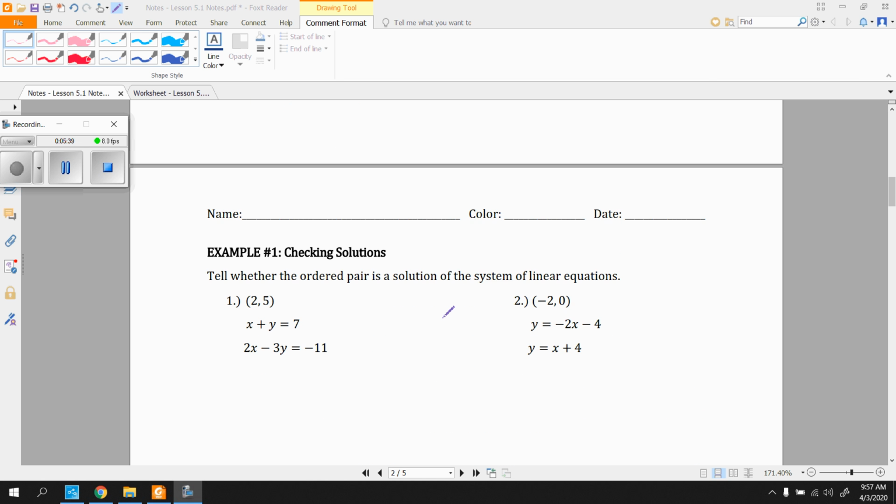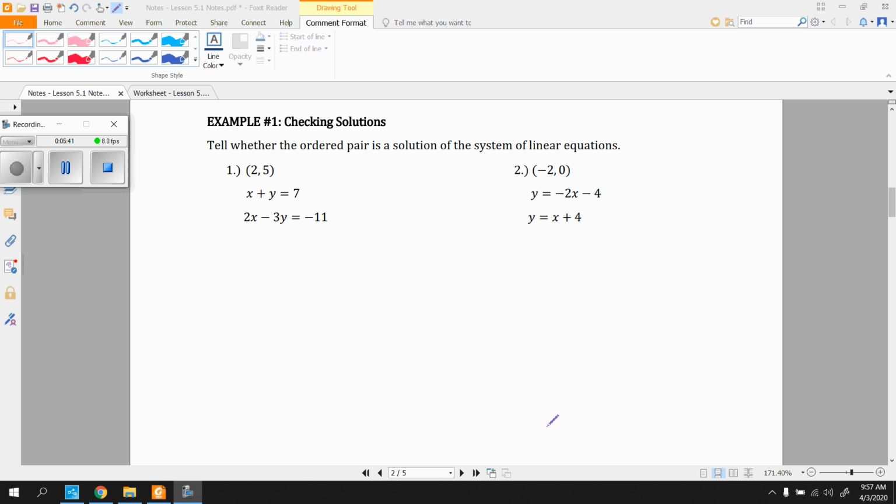So here's the first part, checking solutions. Let's see what we got. We've got the directions. They tell whether the ordered pair is the solution of the system of linear equations. Let's make sure we're on the same page with the vocab. I've got a system of linear equations. Here's one equation, here's two equations, and then I've got an ordered pair, (2, 5). Now it's tougher because I can't see the graph. I don't know, is this where these two lines would intersect? Maybe. So we have to check it.